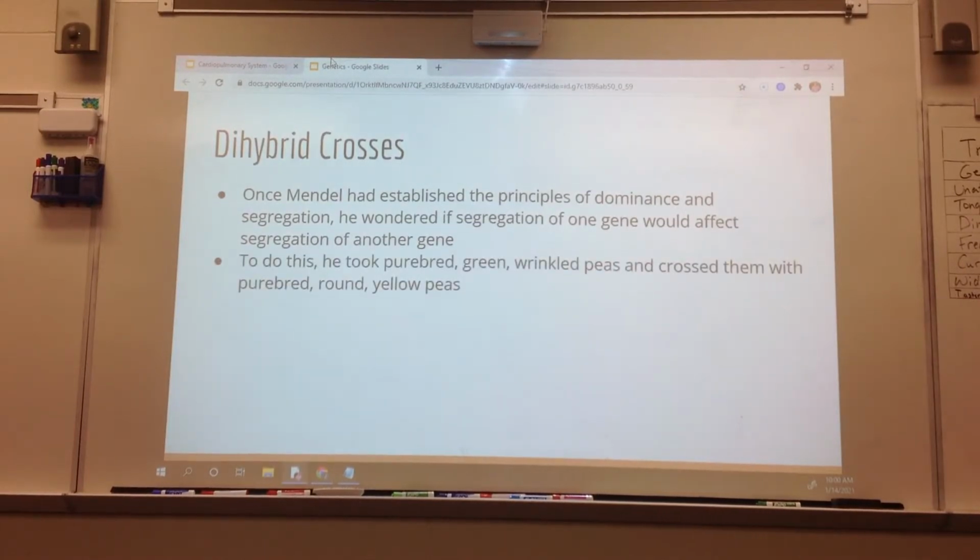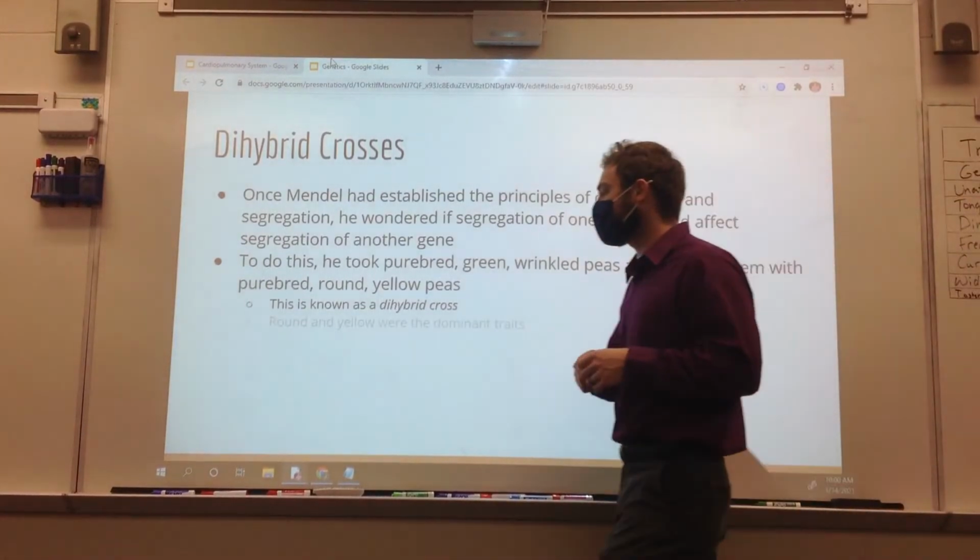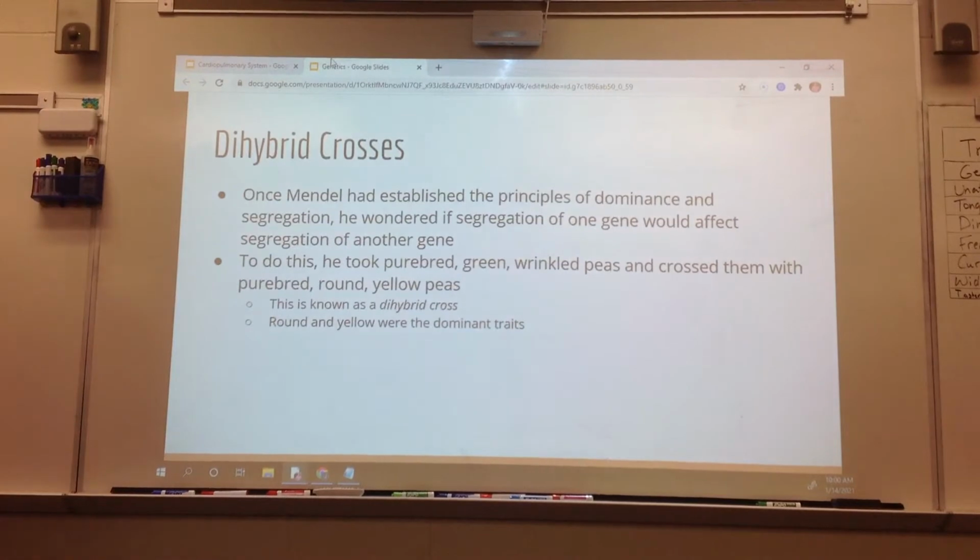So he's going to take purebred green wrinkled peas and cross them with purebred round yellow peas. So this is called a dihybrid cross. Remind me what the prefix di means? Two. And it's a hybrid, so a combination of the two. I will say that round and yellow are the dominant traits. So what do you think Mendel saw in his F1 generation? Round and yellow, because they are the dominant traits.